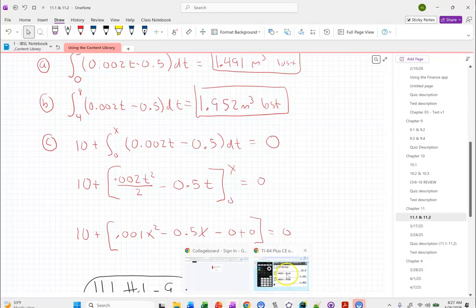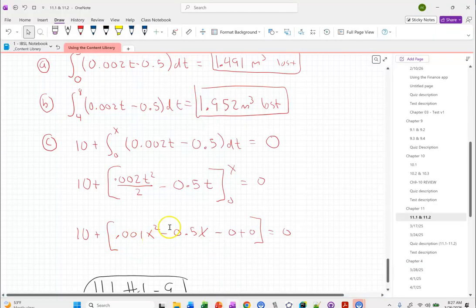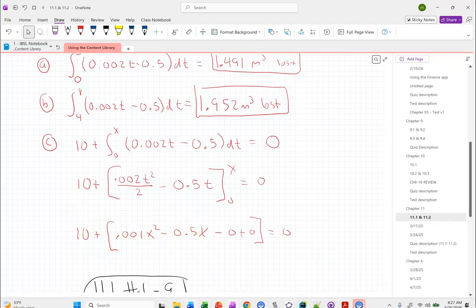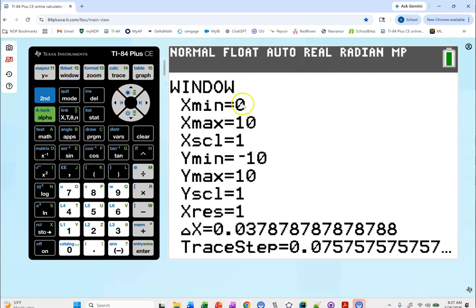To solve the quadratic equation, I have lots of different methods. On the IB exam, probably what I would do in this situation, in the interest of time, would be to just use my calculator to graph this. So again, I have 0.001x squared minus 0.05x plus 10 equal to 0. So far, so good.